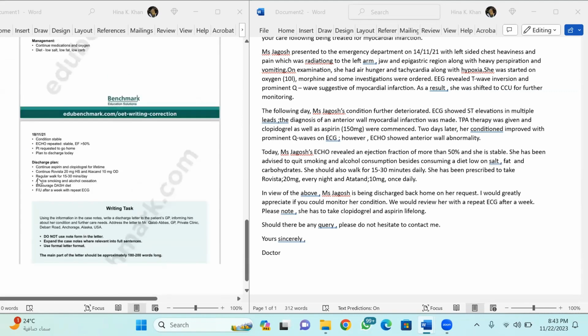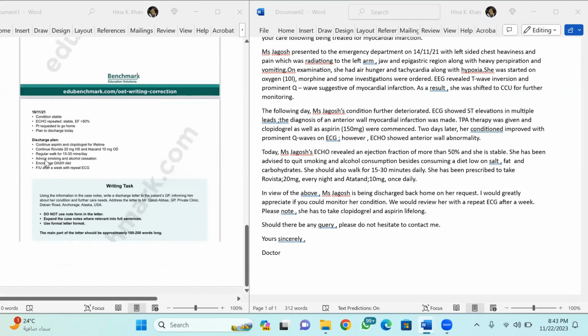And many people also get confused in this discharge plan. The most common question I've been asked is whether this discharge plan we are doing ourselves, or the doctor we are referring to will do it. I always say that you are discharging the patient, so you will discharge the patient with a plan.